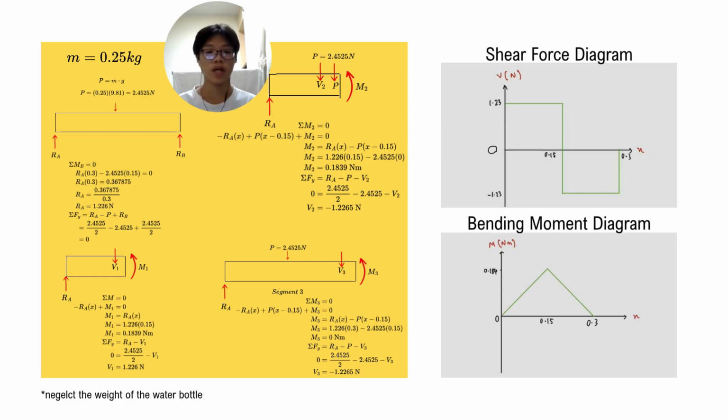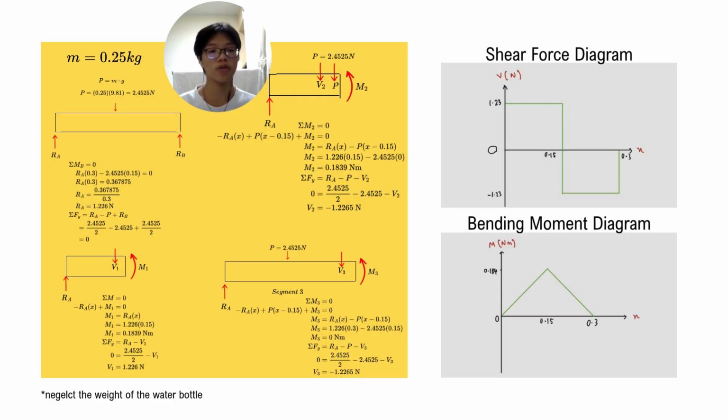Hi, my name is Brian Chang, and I'll present the moment calculations, the bending and the shear calculations. So first, we can find out that the mass of the load is 0.25 kilograms, and from that we can find the sum of Y forces as well as the reaction forces of RA and RB, which are 1.226 newtons respectively. And then from that, we are able to find the shearing force and the bending moment in segment 1, which are 1.226 newtons and 0.1839 newton meters respectively.